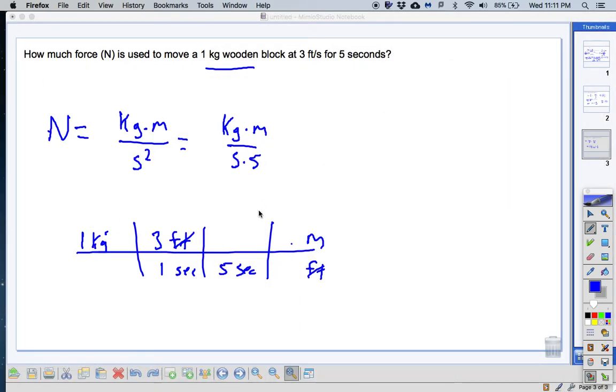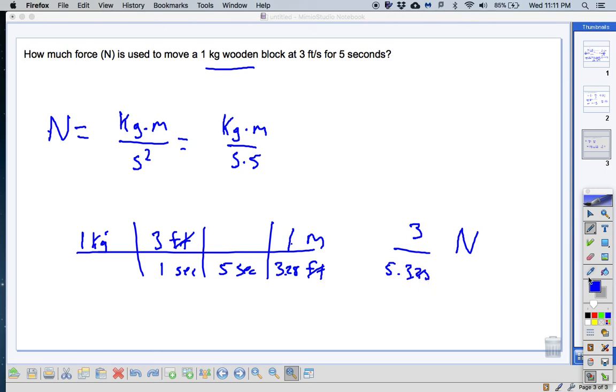So up here on the top we got 1 meter. Bottom we have 3.28 feet. And now I have kilograms and meters on the top, so that's gone. Seconds and seconds at the bottom, so that's gone. So our answer is now going to be in newtons. And now, just like before, we got to multiply the top. I got 1 times 3 times 1 is simply 3. And on the bottom, I got 1 times 5 times 3.28.